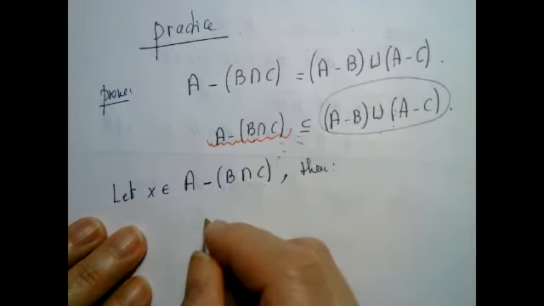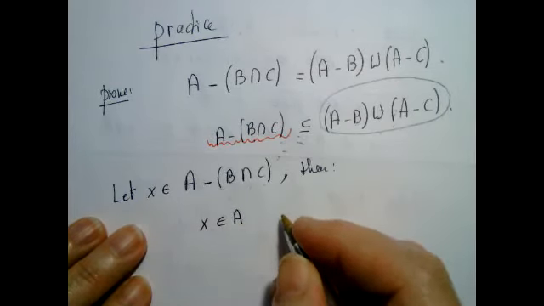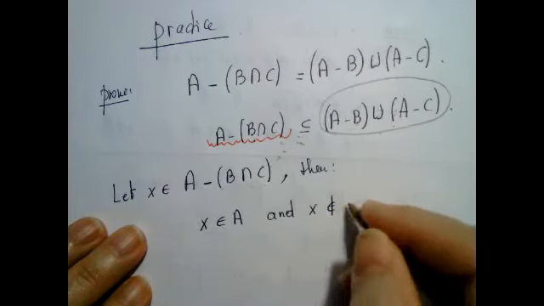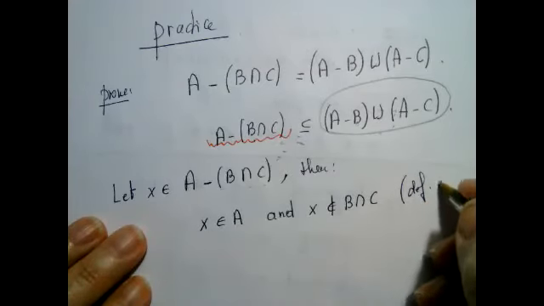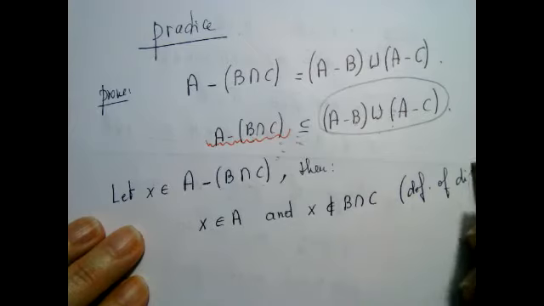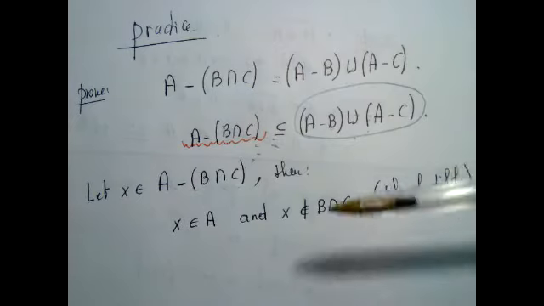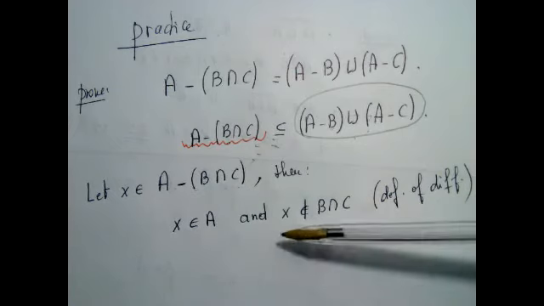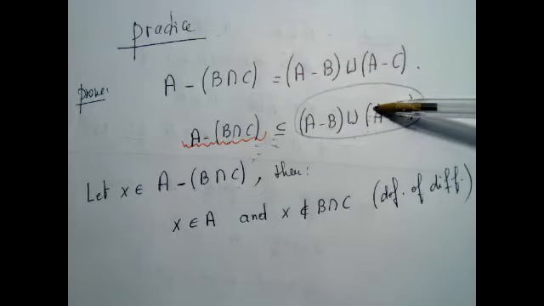Anybody else? X is in A. Yeah, and X is not in B intersect C. Exactly. Definition of difference. Okay, we follow our nose sometimes, I say. What does this mean? It is in A and not in B intersect C. I want to head this way. Keep that in mind. Very good.